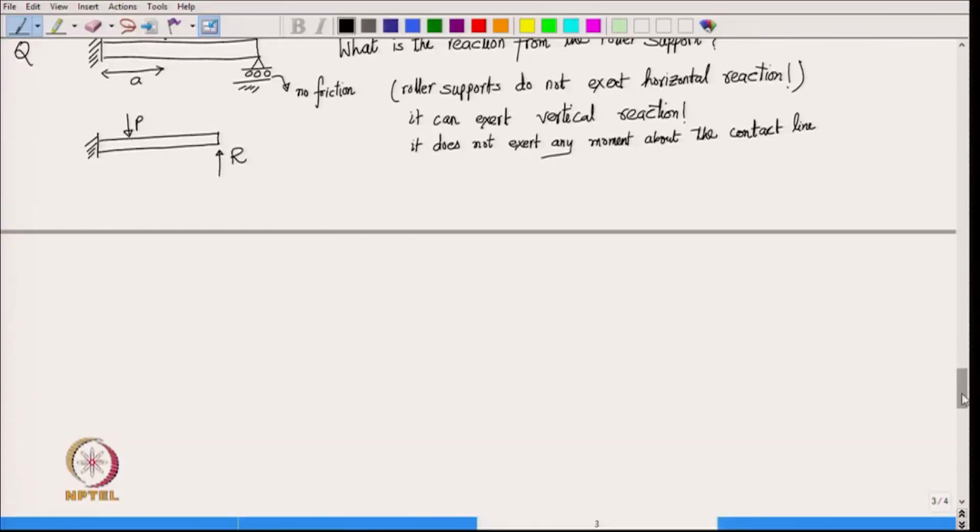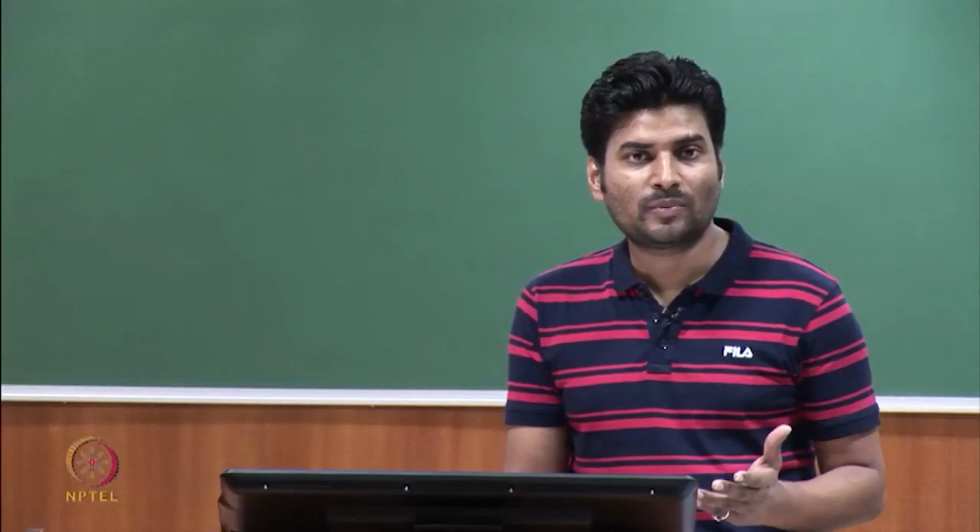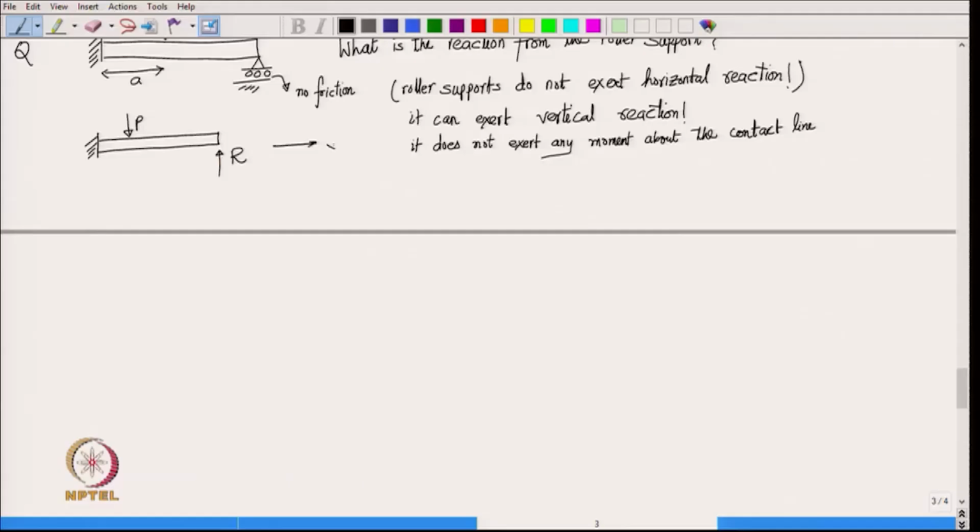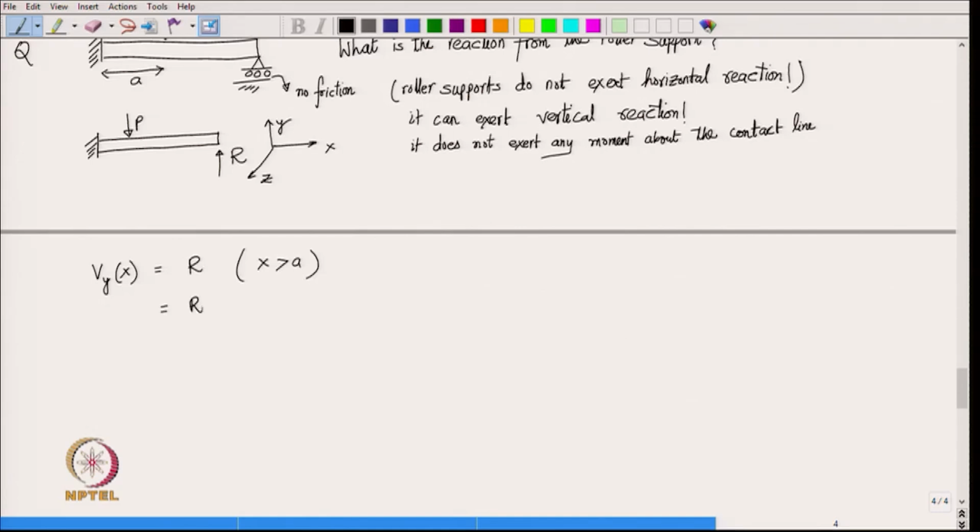All right. So, to get the energy, we have to first get the shear force diagram and bending moment diagram. So, supposing that this is your x axis, then y axis and z axis coming out of the paper, then the shear force V y of x would be equal to R whenever x is greater than a, and this is equal to R minus P whenever x is less than a. So, you can get it by taking the slice of the beam and doing the force balance of the slices of the beam. Okay.